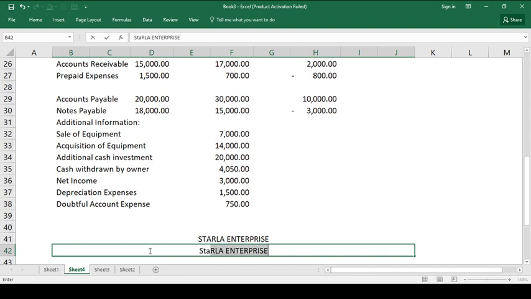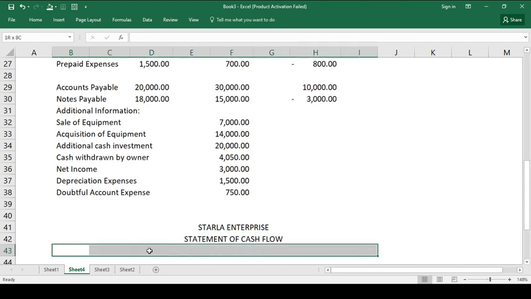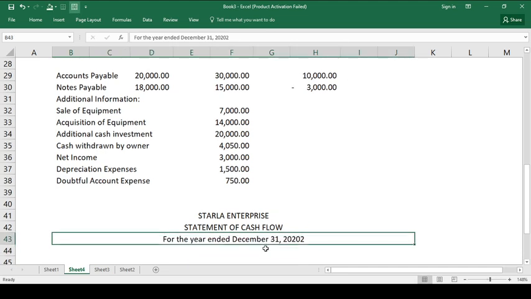So this will be statement of cash flow. Okay? And because this is a statement of cash flow, yung wordings na gagamitin natin is for the year ended December 31, 2020. Okay, that is December 31, 2020.